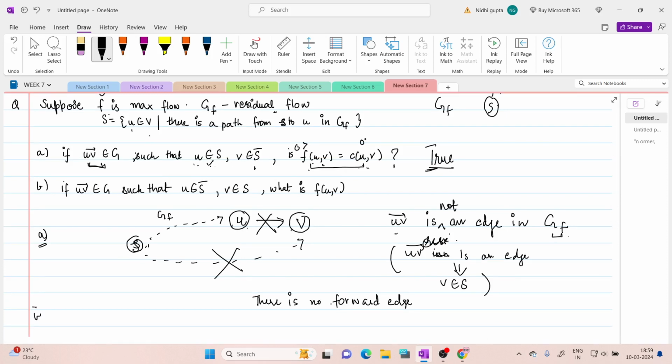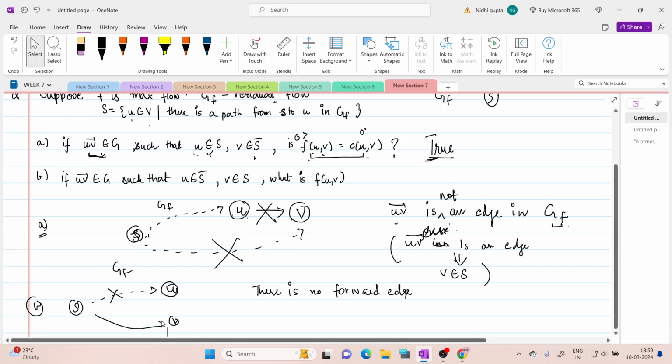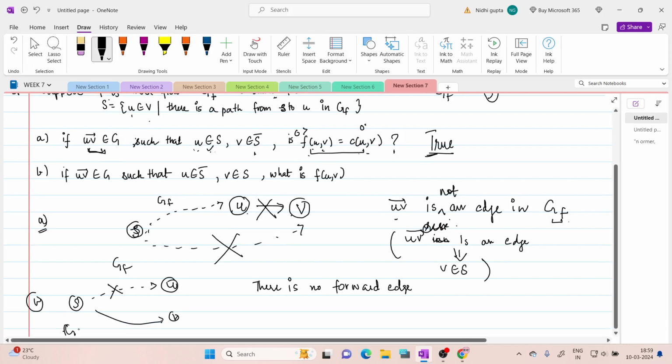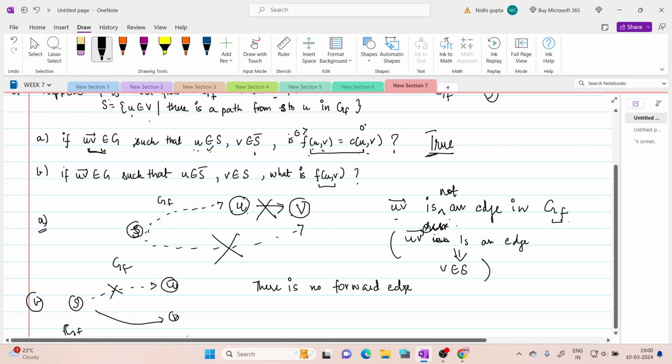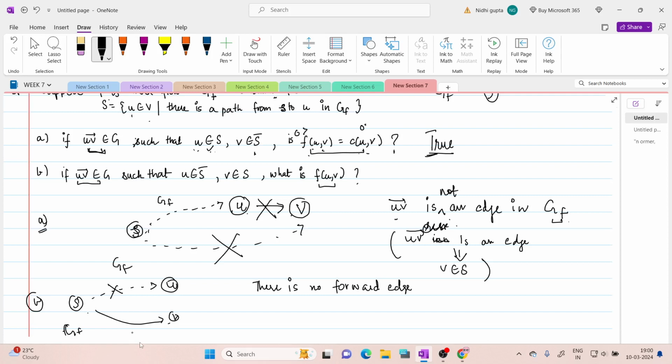Now the B part is saying, suppose UV is an edge but U belongs to S bar. That means there is no path from S to U in GF. But V belongs to S, so there is a path from S to V. Now UV was an original edge in G. Since there is a path from S to V in the residual network, but no path from S to U, that means VU is not an edge in the residual flow.